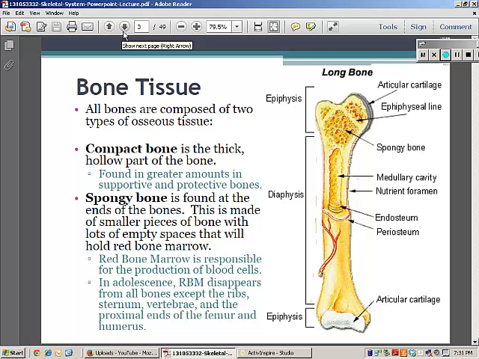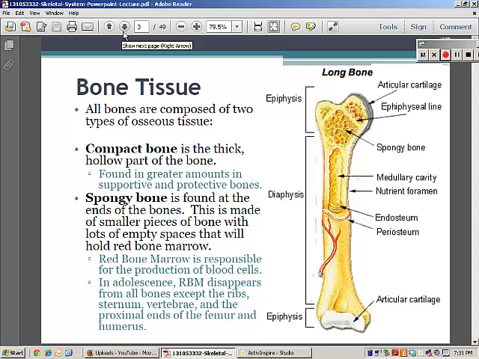And so our 2 types of osseous tissue, number 1 is compact bone. So compact bone is the normal bone that we sometimes think of. If you've ever seen a dog gnawing on a bone, on kind of like the middle part of a bone, that's going to be our compact bone. And it's called compact because it's very thick. The cells are very tightly packed together in our compact bone.